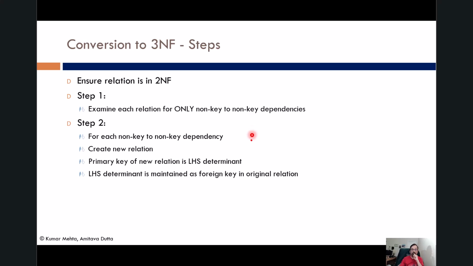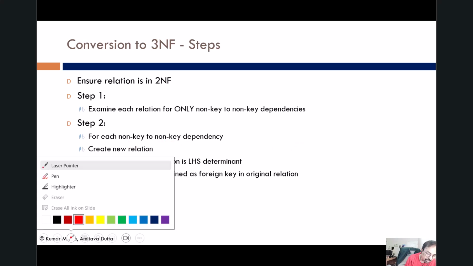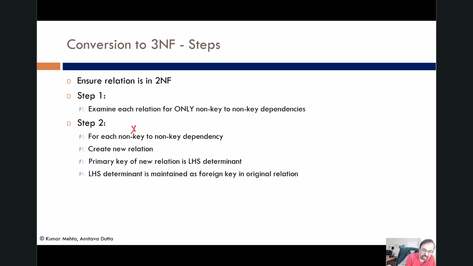So how do I clean up? For each of the non-key to non-key dependencies. So here's your X. Here's your Y. For each of the tables that have transitive dependency, identify the transitive dependency and create a new relationship for each of those transitive dependencies. All right. And the primary key of the new relation will be the determinant of the transitive dependency.